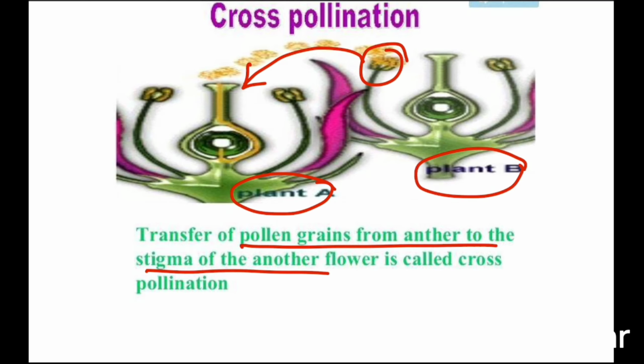Another flower can be in the same plant. You can see that if this is a plant, it consists of two flowers, right. It is a bisexual flower, and here another bisexual flower is there. From the stamen of one to the stigma of the other, then it is a cross pollination, right. If it is a bisexual flower, from the same flower's anther to the stigma, then it is a self pollination.